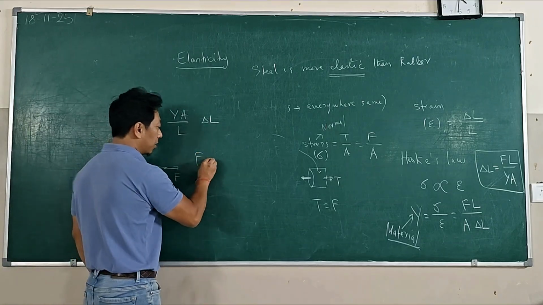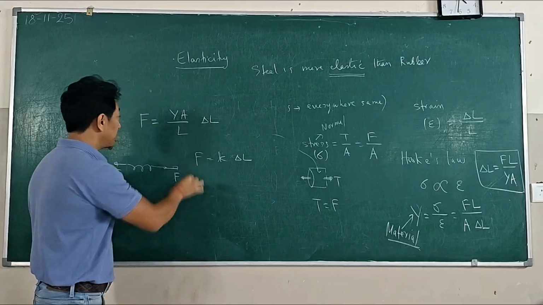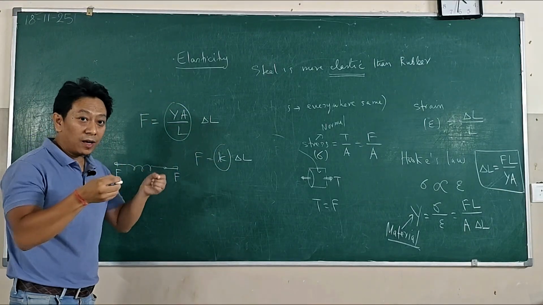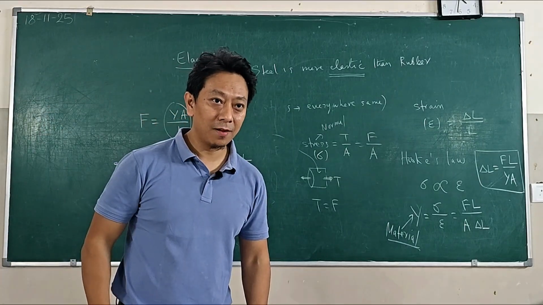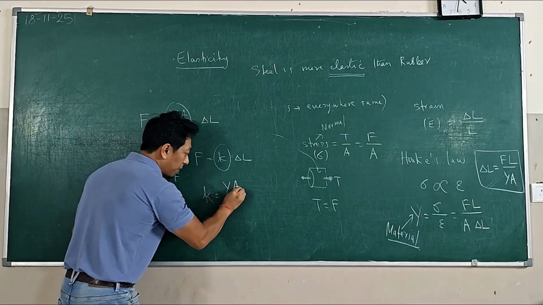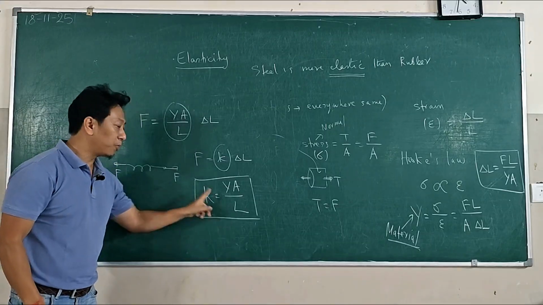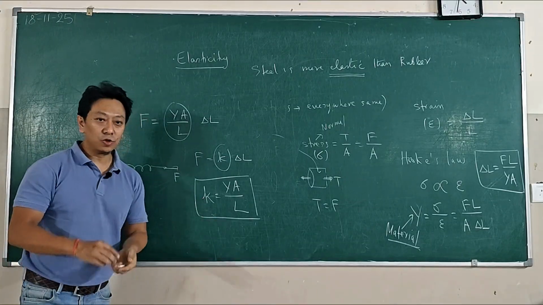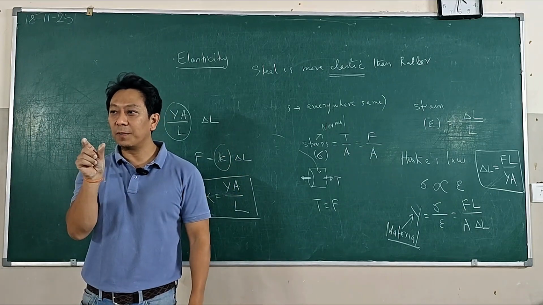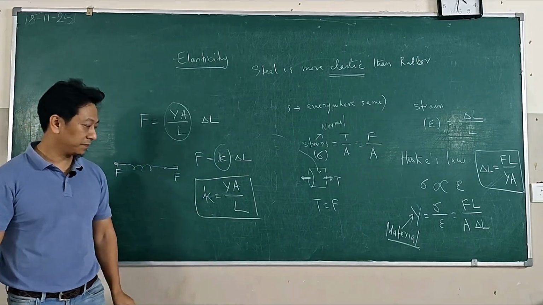So what will be F that time? K into X. X matlab what here? Change in length. That means K will play the role of what here? YA by L. So a solid wire with Young's modulus is like a spring with spring constant how much? YA by L. That's why in physics we say spring constant is inversely proportional to length of the spring. So if you have a spring of length L, you cut into two parts, spring constant will become double because length has become half.